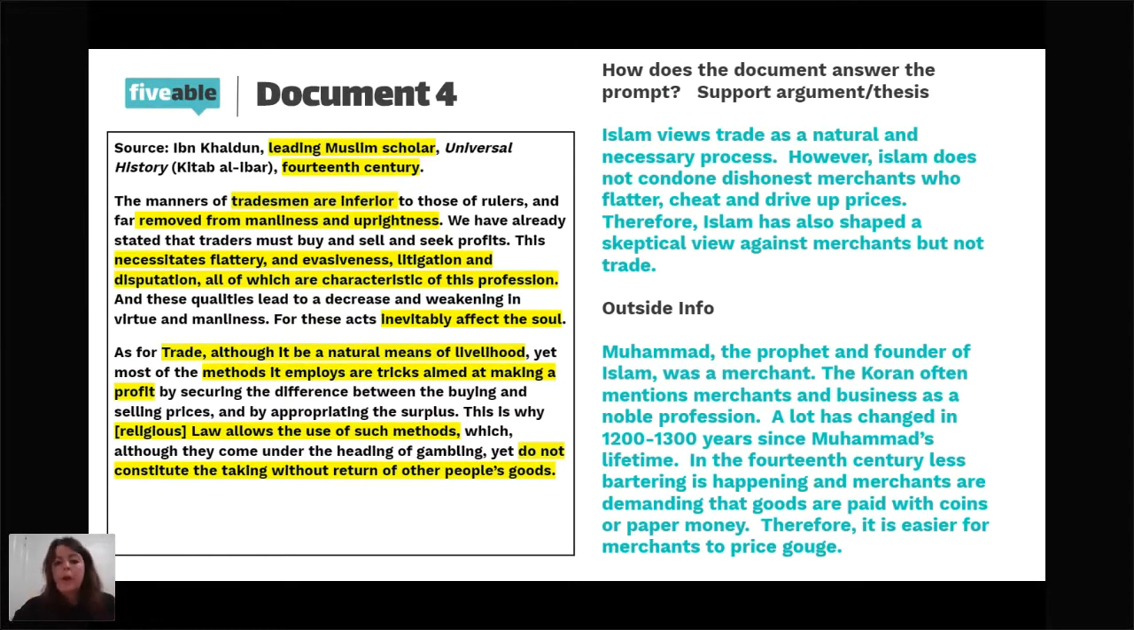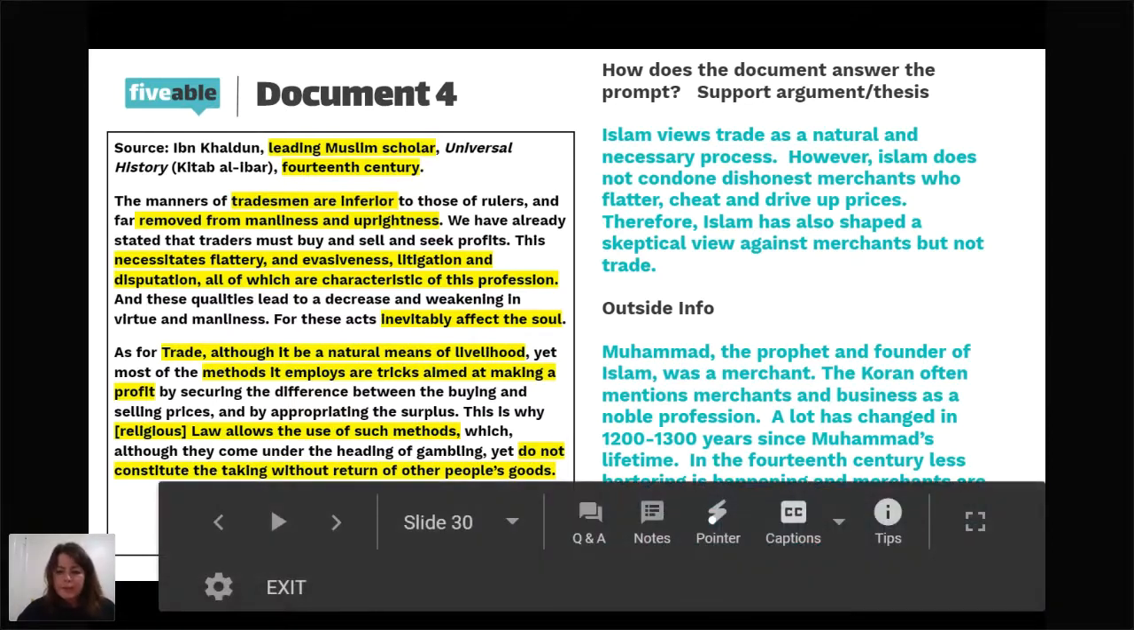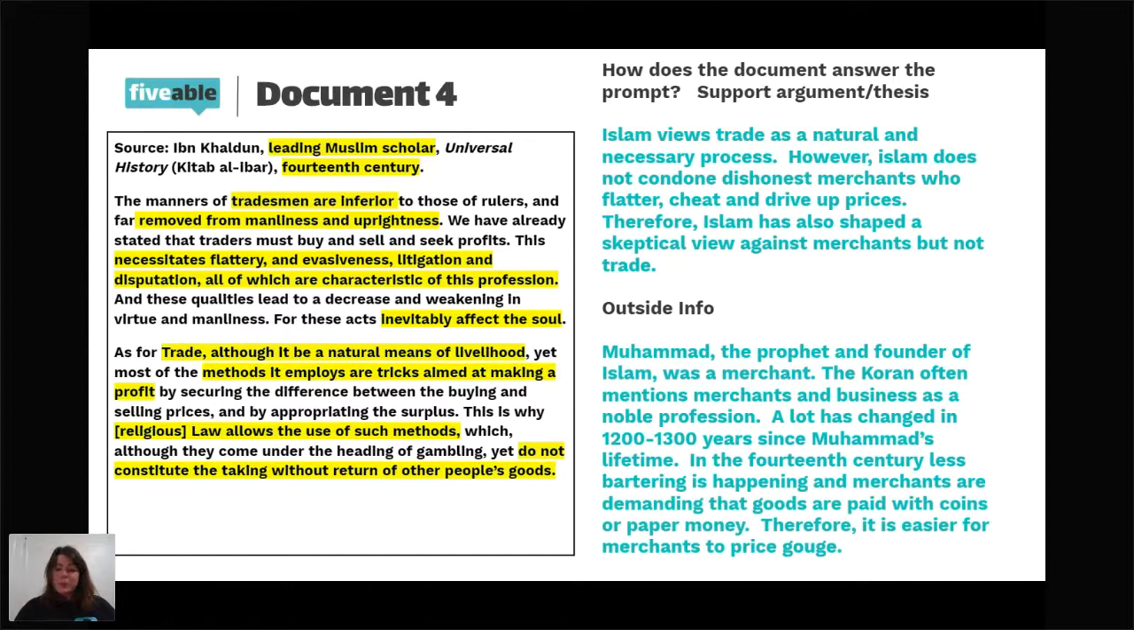From Matthew, right? Okay, outside info. I didn't like this document because I thought Islam really liked merchants, right? So for my outside info, I put Muhammad, the prophet and founder of Islam, was a merchant. The Quran often mentions merchants and business as a noble profession, right? Muhammad was a merchant. Obviously, Muhammad was an honest merchant, right? Being the prophet of Islam.